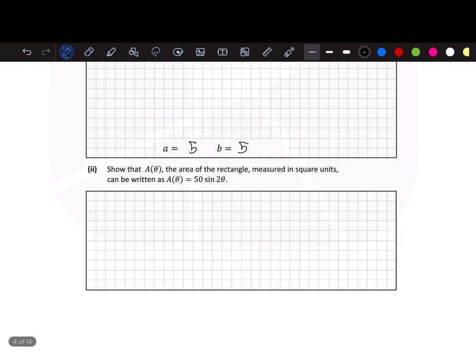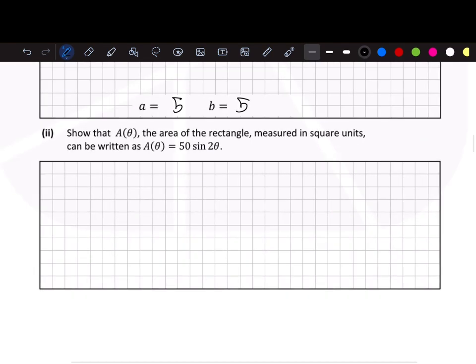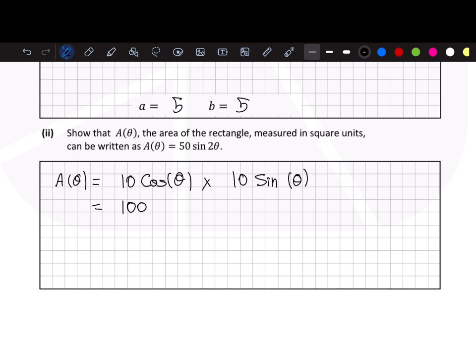Part 2. Show that A(theta), the area of the rectangle measured in square units, can be written as A(theta) = 50 sin 2 theta. Well, if we think about it, the radius is just going to be half of the length. So what we need is the full length, so it's going to be double that. How would we write that? We'd write A(theta) as being equal to 10 cos theta multiplied by 10 sin theta. Multiply this out, we're going to have 100 cos theta sin theta.